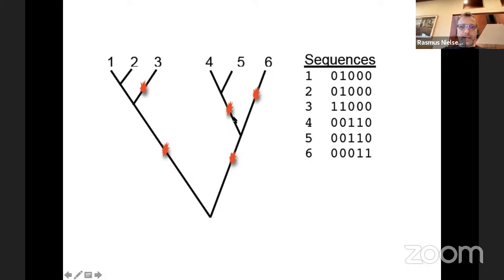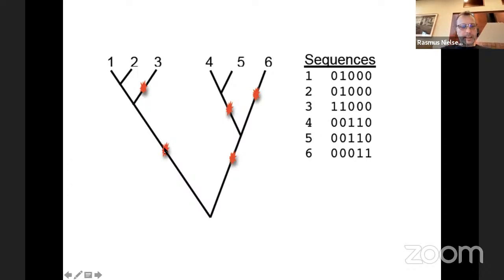And the way this relates to the tree is, if you look at the tree here, there's a mutation that happens on this lineage here, leading to the 3rd sequence. That's the first variable site. Everybody else, 1, 2, 4, 5, and 6, they have the ancestral states. Only 3 carries a mutation. So 3 gets a 1, and the other sequences are 0.